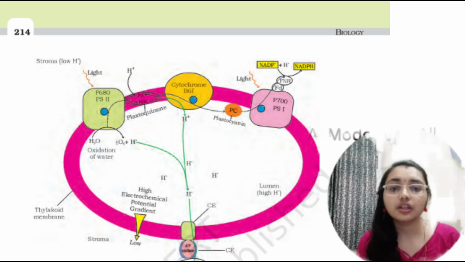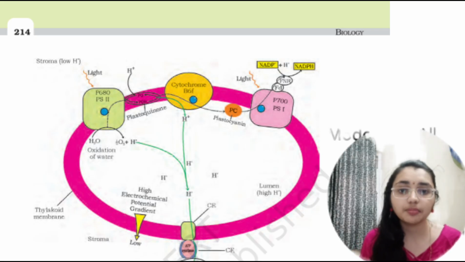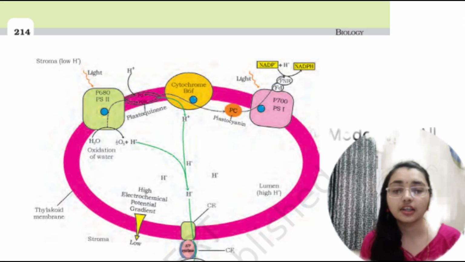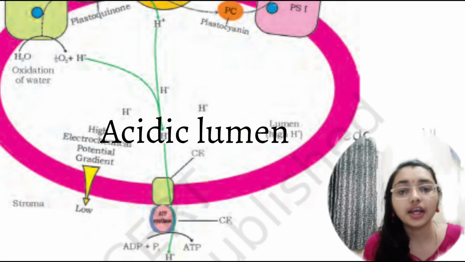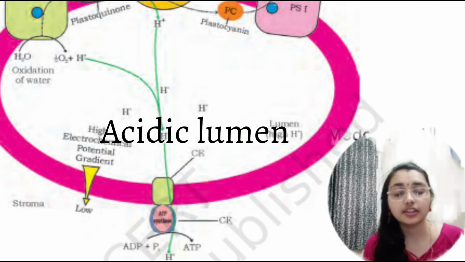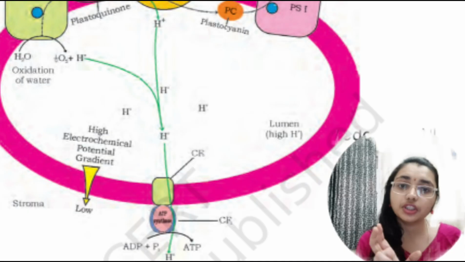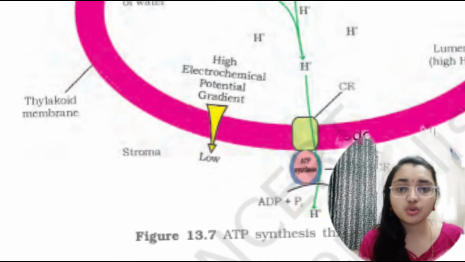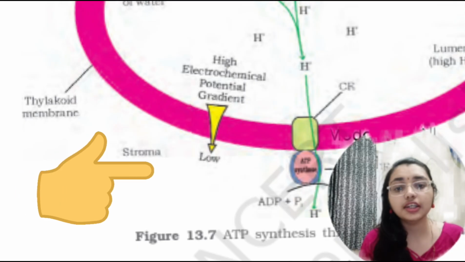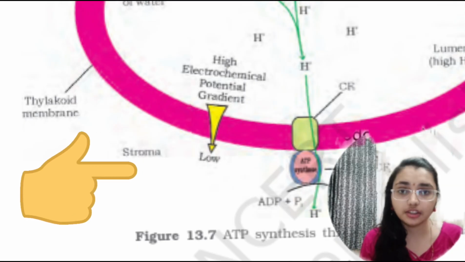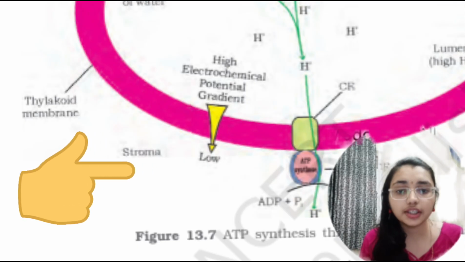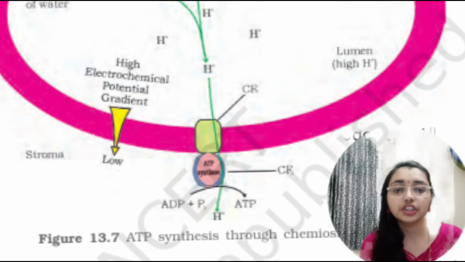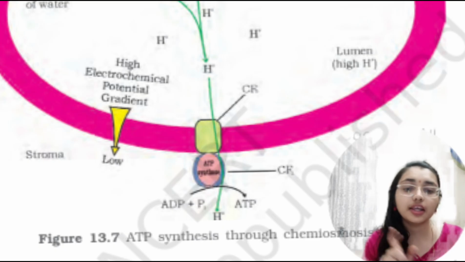Now how does this work? Because of step 1, step 2 and step 3, the lumen becomes very acidic. There is a high amount of hydrogen ions, because of that it is very acidic, and the stroma becomes basic, that is inside the stroma the hydrogen ions are low. That results in creating the electrochemical potential gradient. The electrochemical potential gradient we can see here, that is the yellow arrow.